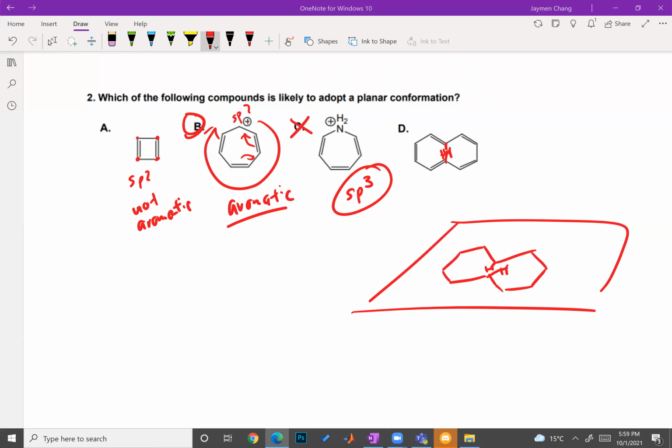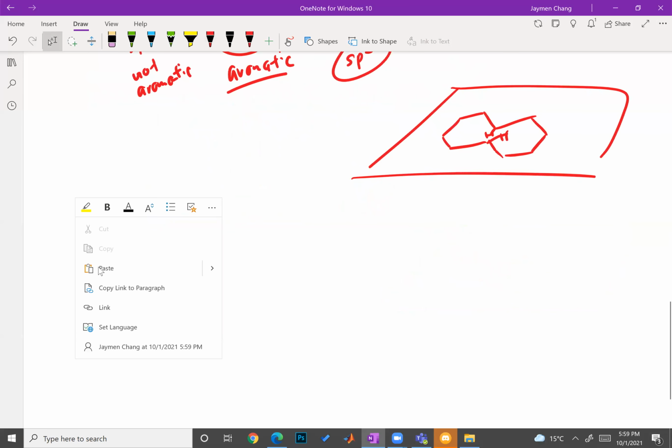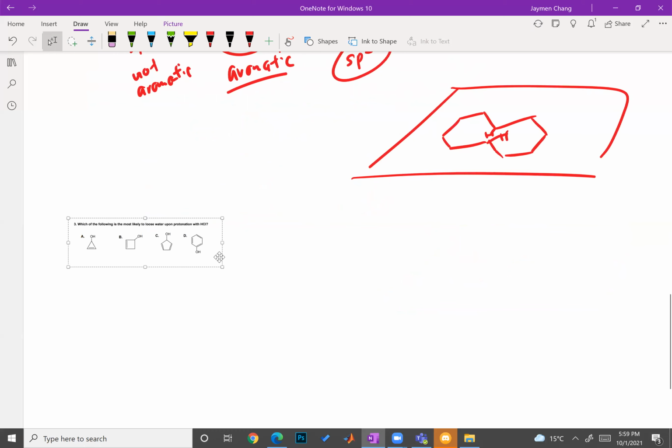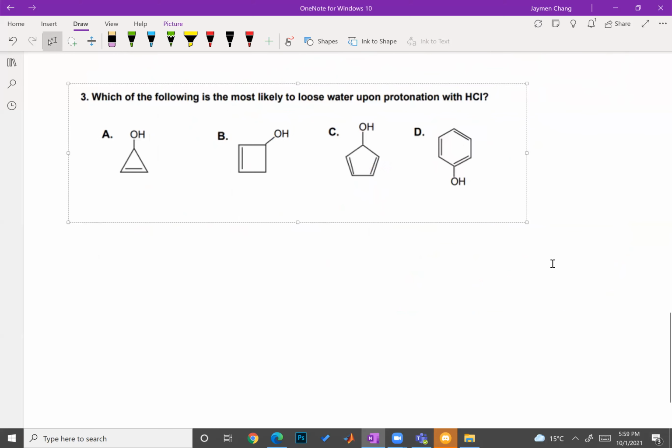Okay. So this is, again, going to be another question related to aromaticity, which is going to ask us, which of the following is most likely to lose water upon protonation with HCl?